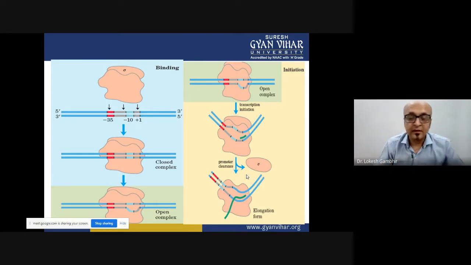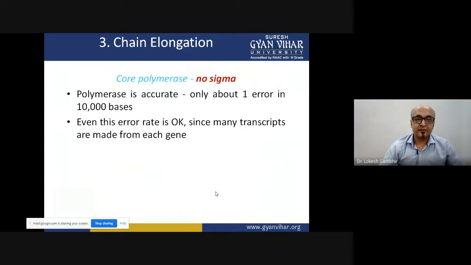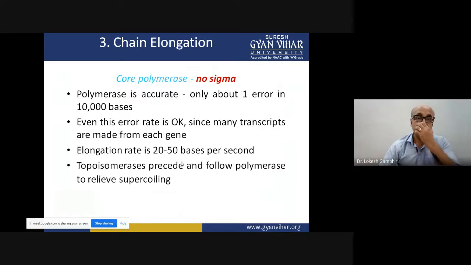So what is happening? Once the bubble is moving ahead, the DNA fragment which was opened in the earlier formation will now close and return to the normal condition of double strand DNA, and the RNA which is formed is protruding out of the transcription bubble. Then what is being done in the elongation? In the elongation, there is no requirement of the sigma factor, so the core polymerase is devoid of sigma factor. The rate of the reaction is very high, almost 20 to 50 bases added per second, and it is highly accurate, with a probability of one error in 10,000.